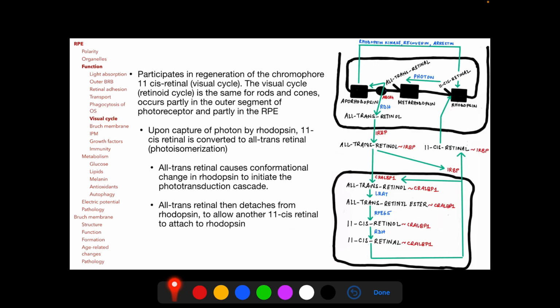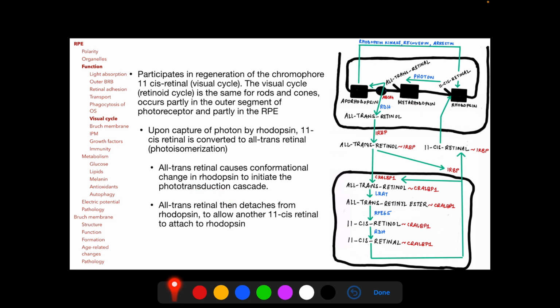The RPE cell also participates in regeneration of the chromophore 11-cis retinal, which is called the visual cycle. The visual cycle takes place partly in the outer segment of the photoreceptors and partly in the retinal pigment epithelial cells and is similar for both rods and cones. Upon capture of a photon by rhodopsin, 11-cis retinal is converted into all-trans retinal, and this is called photoisomerization. All-trans retinal causes a conformational change in rhodopsin to metarhodopsin to initiate the phototransduction cascade.